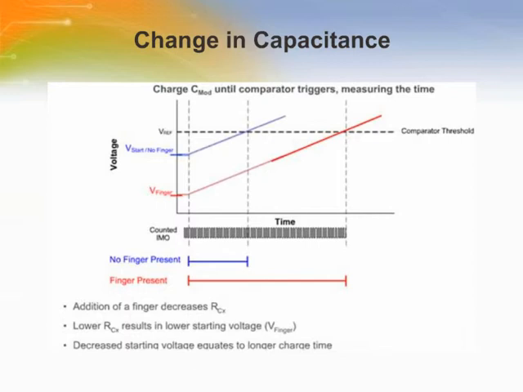Remember, CMOD is in parallel with Cx, so the voltage across the equivalent resistance is equal to the voltage across CMOD. Since the starting voltage is lower when there is a finger present, it takes longer to reach the comparator threshold. The time that it takes to reach the comparator threshold is measured in counts of the oscillator, and these counts are compared to the baseline set earlier with no finger present. This is how CSA is able to tell the difference between the presence or absence of a conductive element.